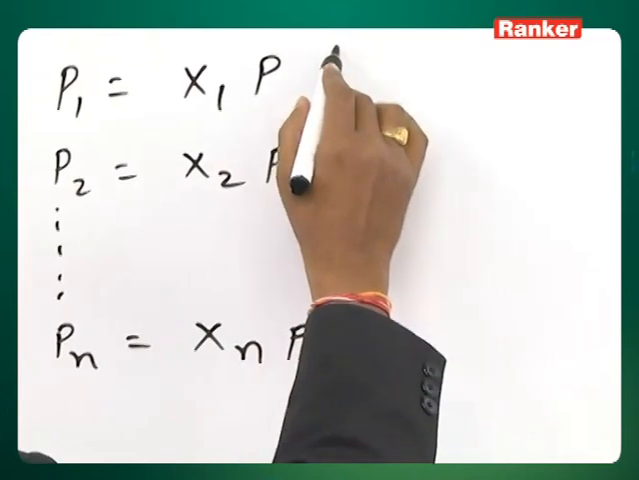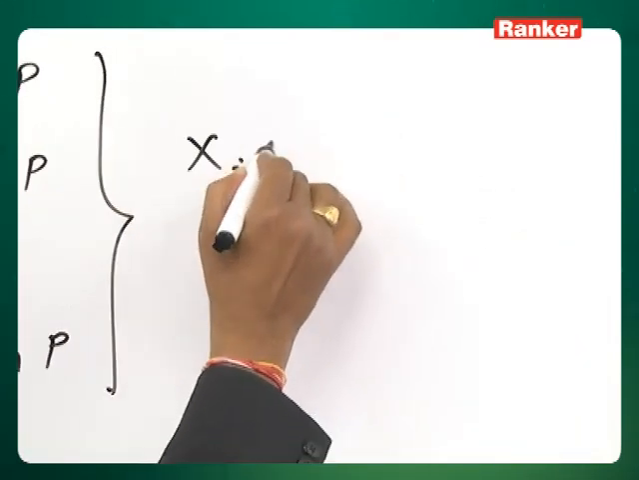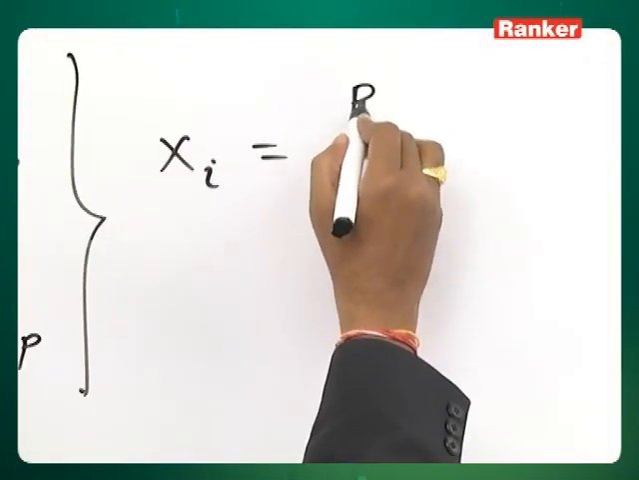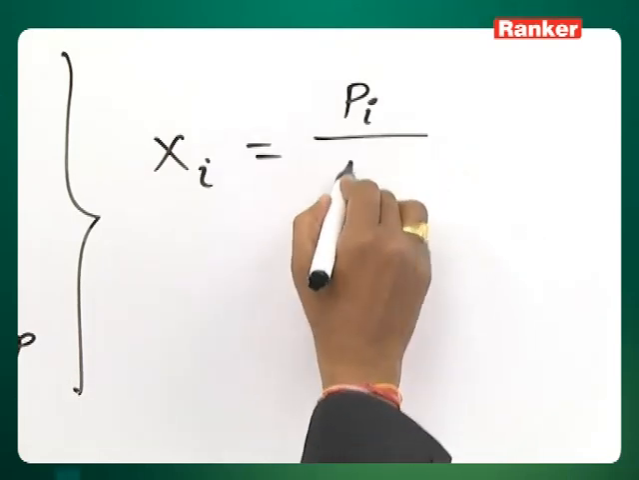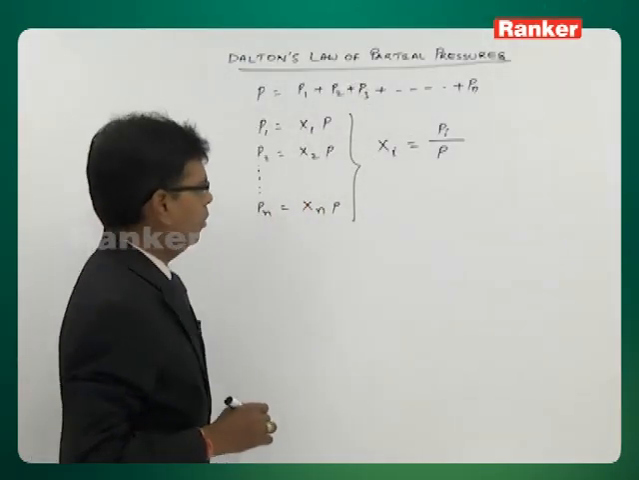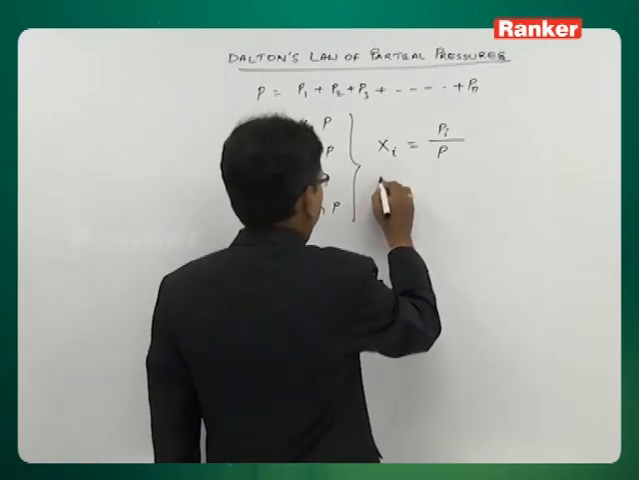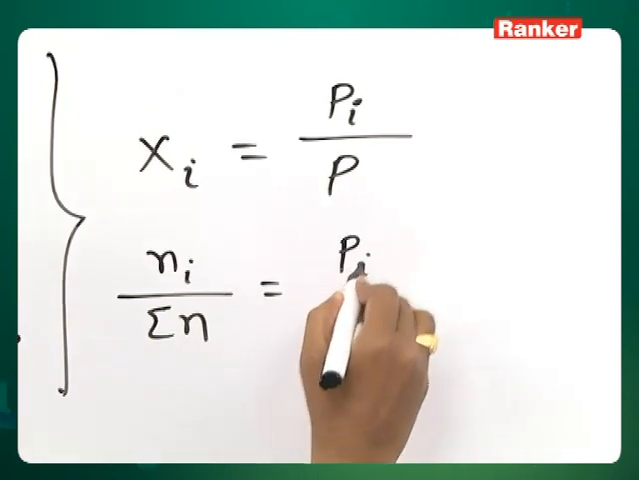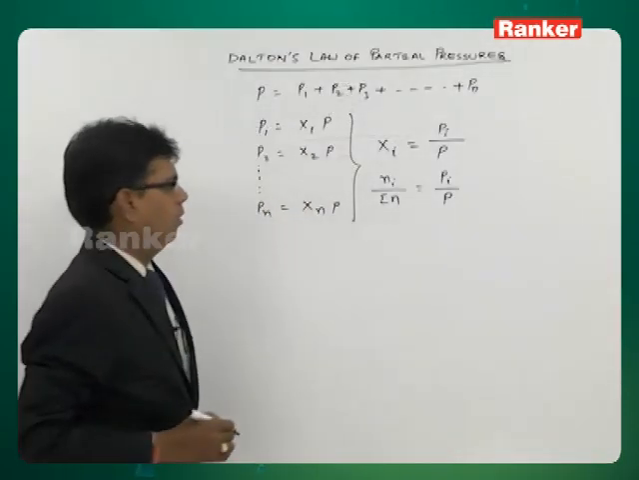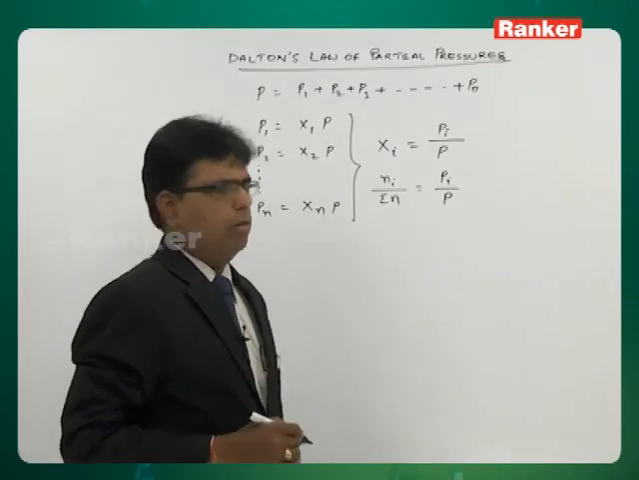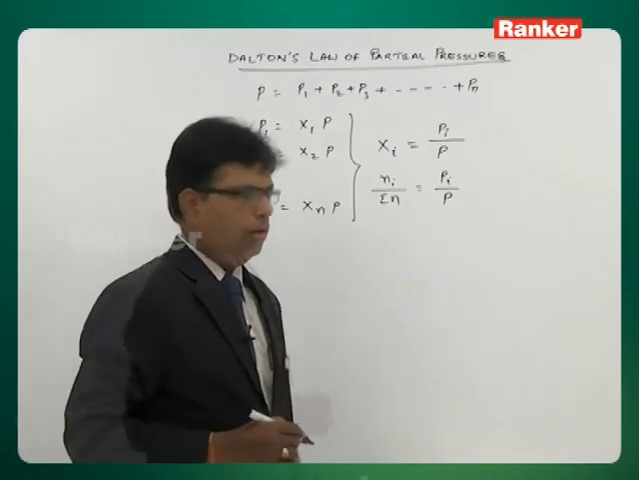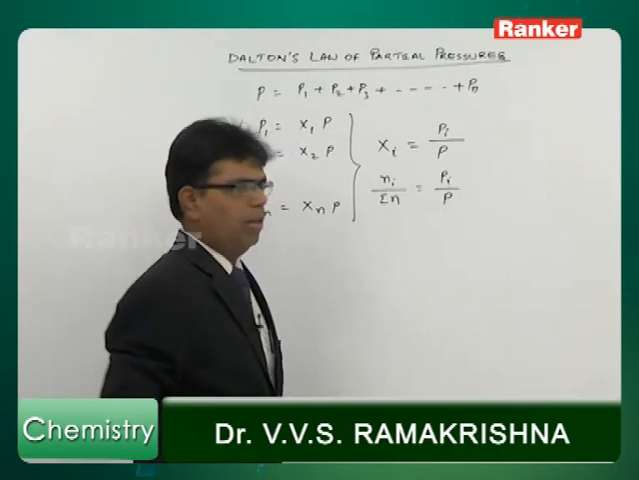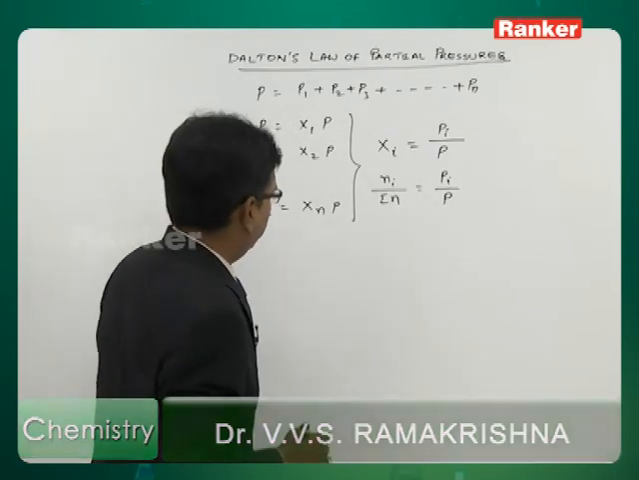The other way around, the mole fraction of a particular ith gas is equal to the partial pressure of that ith gas divided by total pressure. That means Ni by sigma n is equal to Pi by P. So, from this the mole fraction and even the number of moles of each component can also be determined. This is what Dalton's law of partial pressure is, right.